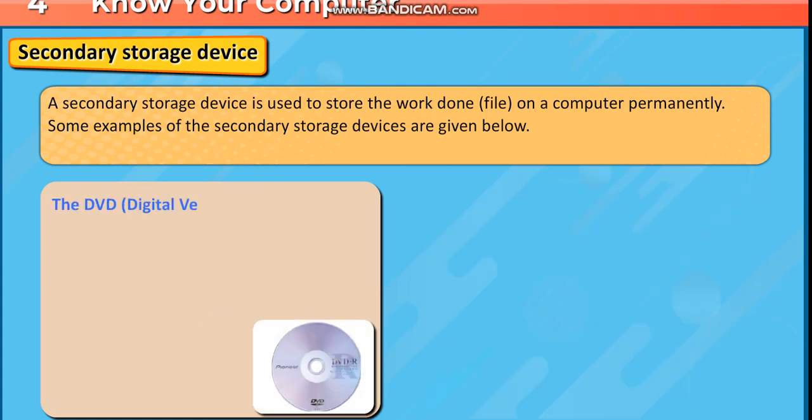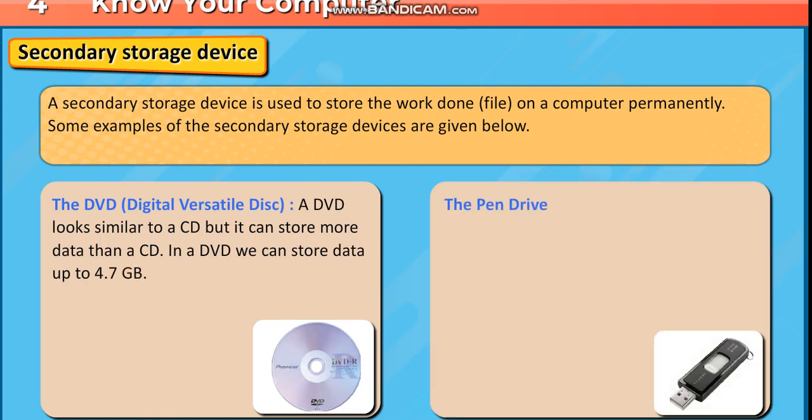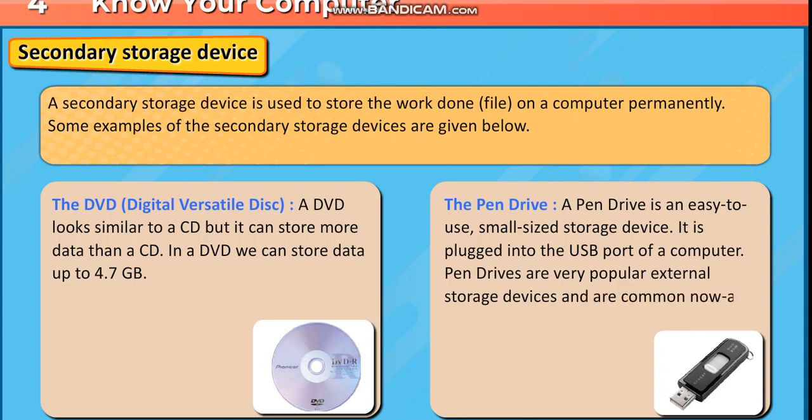The DVD, digital versatile disc. A DVD looks similar to a CD, but it can store more data than a CD. In a DVD, we can store data up to 4.7 GB. The pen drive. A pen drive is an easy-to-use, small-sized storage device. It is plugged into the USB port of a computer. Pen drives are very popular external storage devices and are common nowadays. Presently in a pen drive, we can store up to 64 GB data.